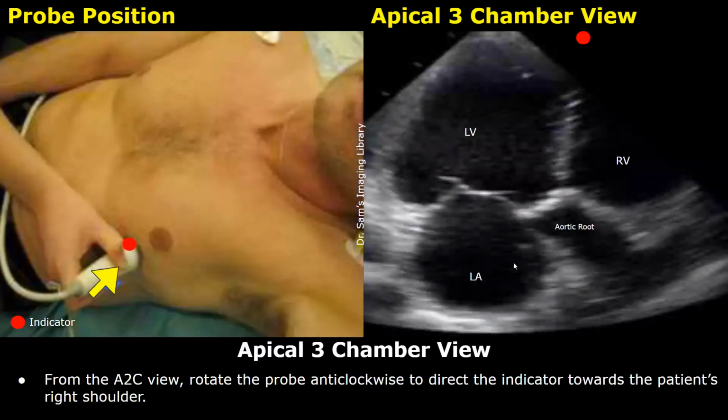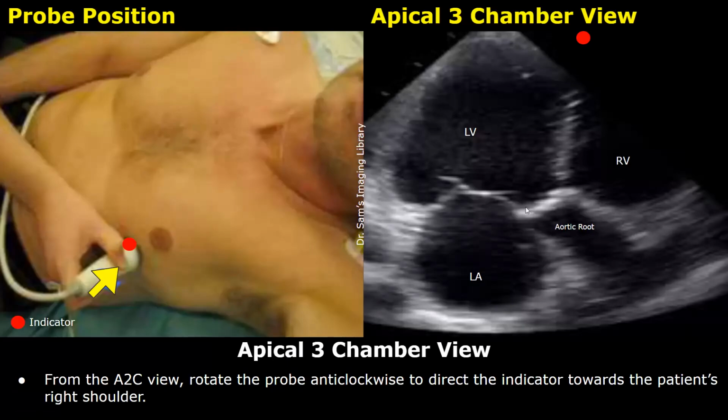After the 2-chamber view, we can get the 3-chamber view, which shows the right ventricle, the left ventricle, and the left atrium, as well as the aortic root. From the 2-chamber view, rotate the probe anti-clockwise to direct the indicator towards the patient's right shoulder to get this view.